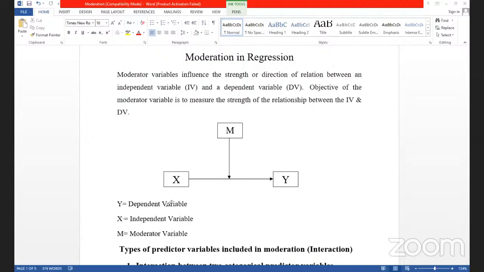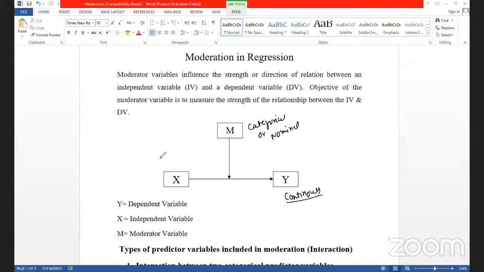Okay, so there are three things in moderation: the dependent variable, independent variable, and moderator variable. Now, there may be three types of conditions. One condition: the dependent variable should always be continuous. And there may be three conditions for the others. One, this data is categorical, meaning nominal.